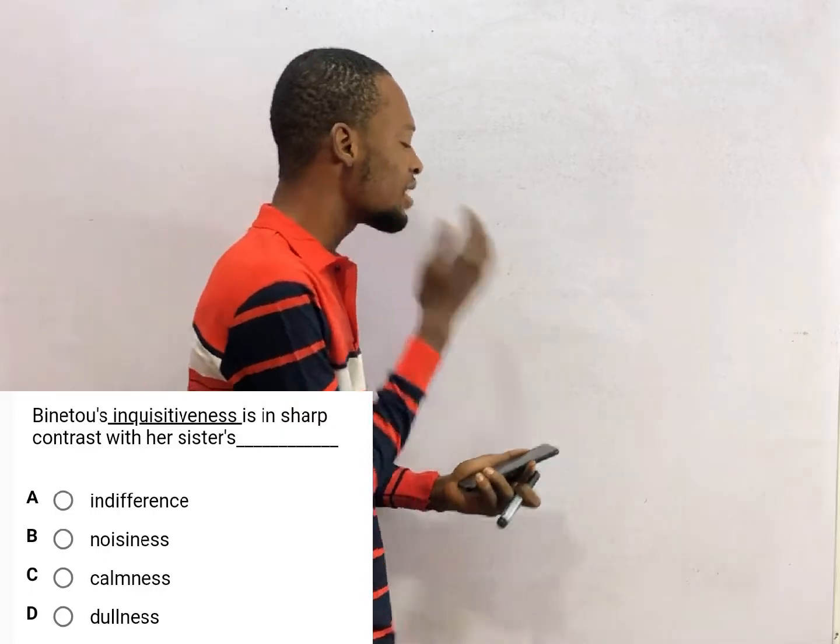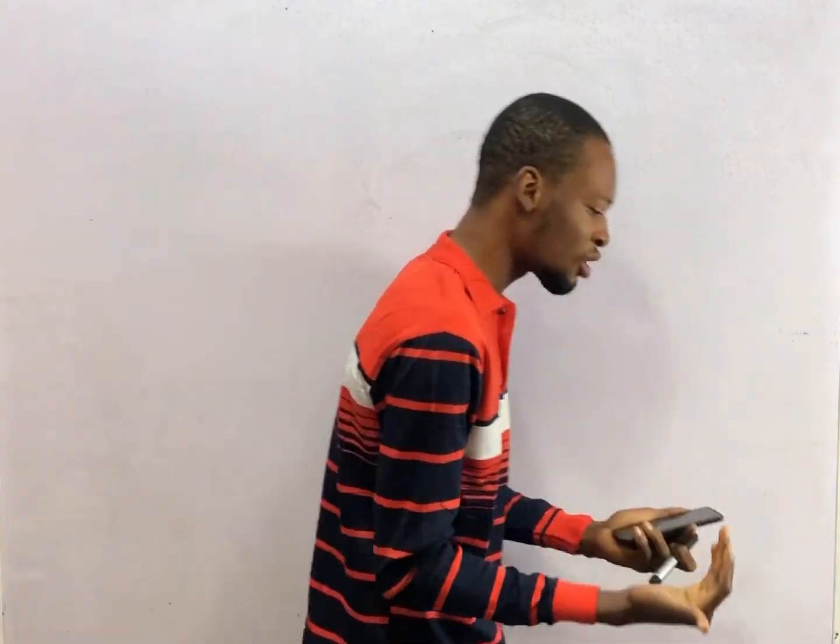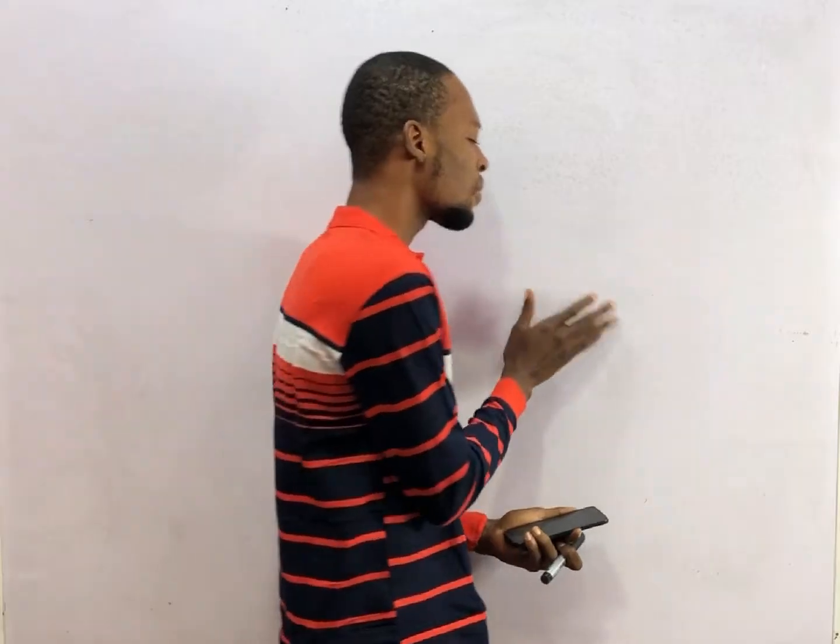If I said Bintu's extravagance is in sharp contrast with her sister's dash, in that case, frugality can work. His affluence contrasts with his brother's dash. Penury, because affluence means to have enough. Then the opposite of convocation is matriculation. You have a lot of questions on contrast or words and opposite.